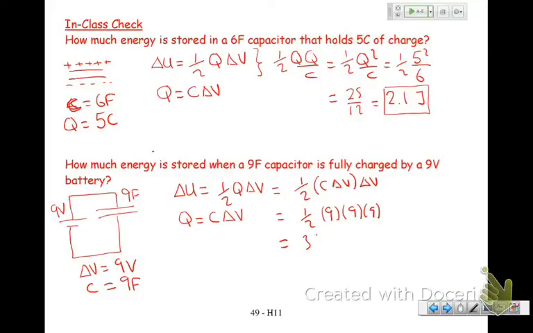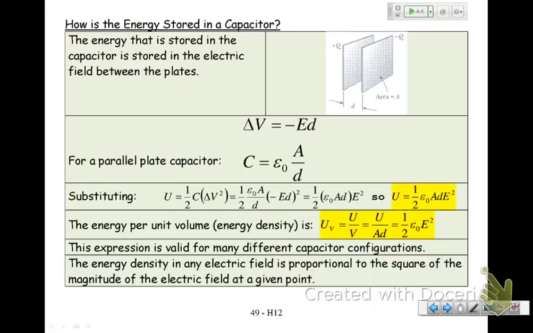Am I right? It's going to be joules. So not bad. And that is at the end. No, a bit more. How much energy is stored in the capacitor?